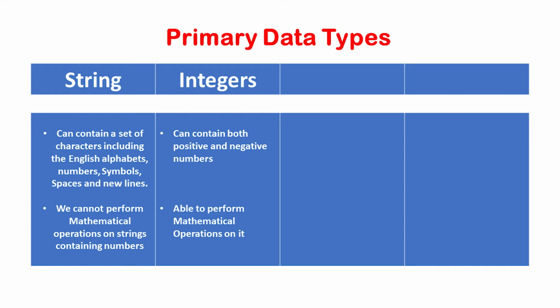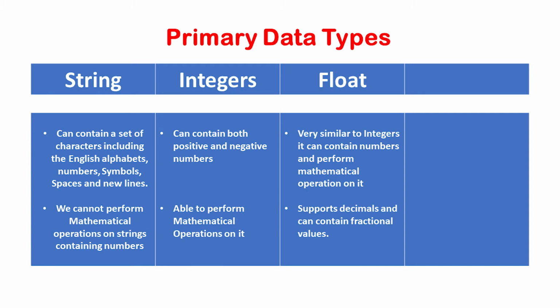An integer data type in Python can hold both negative and positive numbers. It is capable of performing mathematical operations on it. Now the next data type we have is float. It is very similar to integers. It can also perform mathematical operations, but with an advantage. It supports decimals and can contain numbers with fractional values.